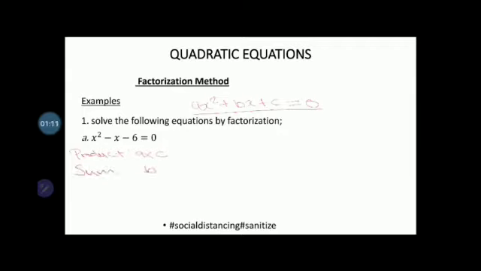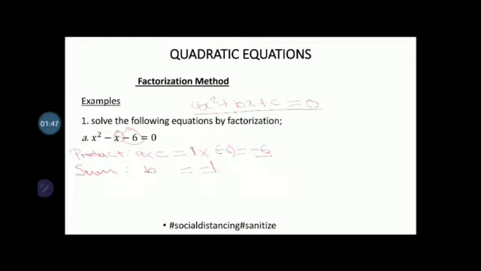In our example, our a is 1, the coefficient of x squared, and our c is negative 6. Don't forget the sign for the number that you're picking. So 1 times negative 6 will give us negative 6. Our b is the coefficient of x, and the coefficient of x there is negative 1. Always be conscious with the signs. So we have our product as negative 6 and our sum as negative 1.